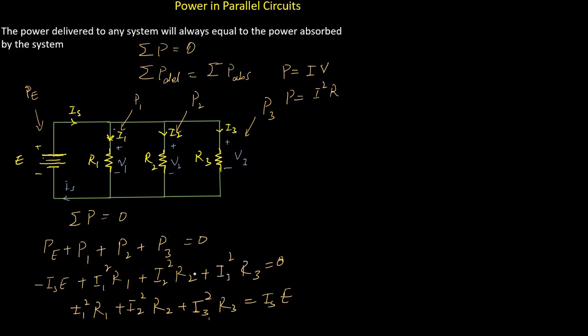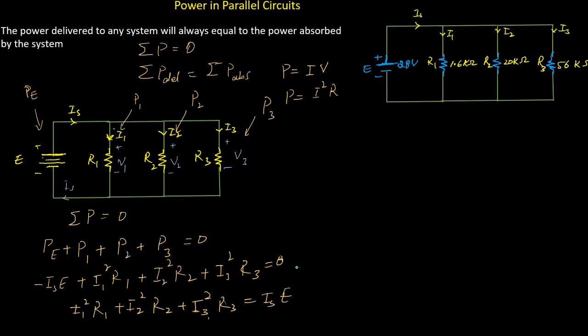Now to understand this in more detail, let's take another example in which we have a DC voltage source connected in parallel with 3 resistors R1, R2 and R3, and Is is the current through this DC voltage source. I1 is the current through the first resistor, I2 through the second resistor, and I3 through the third resistor. The potential difference across the terminals of this DC voltage source is 28 volts. The resistance of the first resistor is 1.6 kilo ohms, the second resistor is 20 kilo ohms, and the third resistor is 56 kilo ohms.